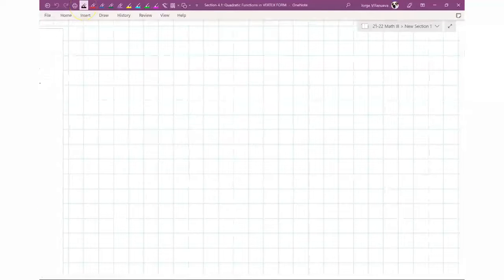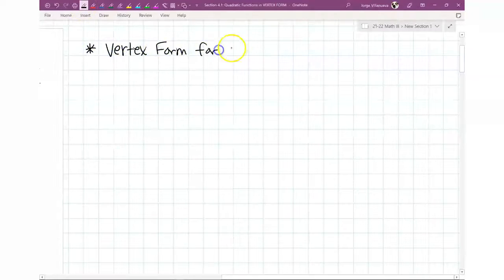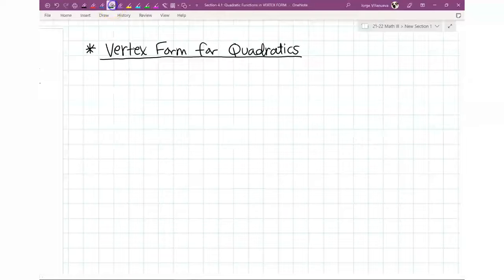Okay. So, vertex form for quadratics. Now we've already kind of seen this before, okay? If I can remind you, you guys remember when we did examples that look like this?